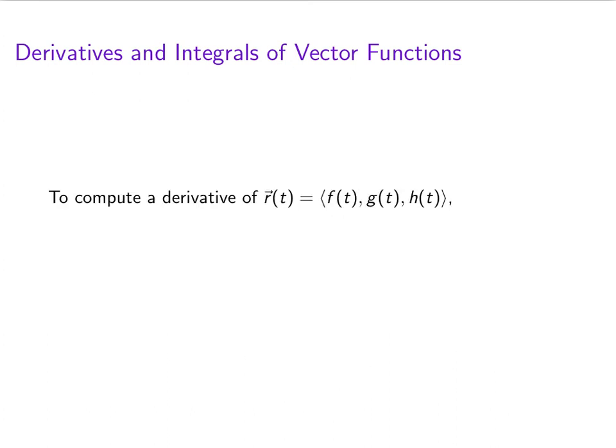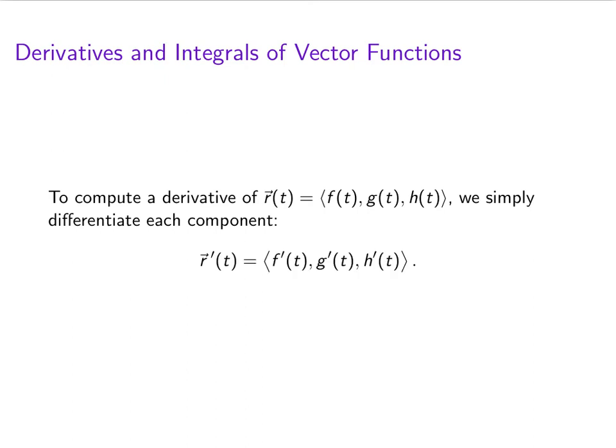In order to compute a derivative, all you have to do is just differentiate each component. It's pretty straightforward. So the derivative r prime of t is the vector where the components are differentiated. So it's f prime of t, g prime of t, h prime of t.